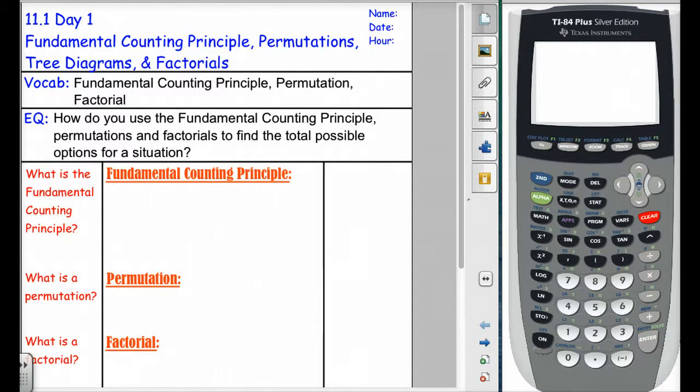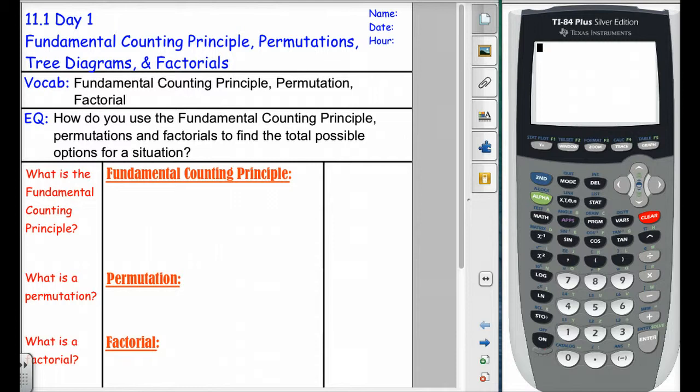We are now starting Unit 11, and this is on probability and statistics. So we're going to start today with 11.1 Day 1, which is part 1 of 3, dealing with the fundamental counting principle, permutations, tree diagrams, and factorials.